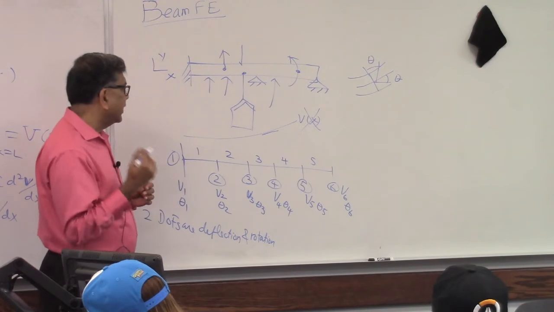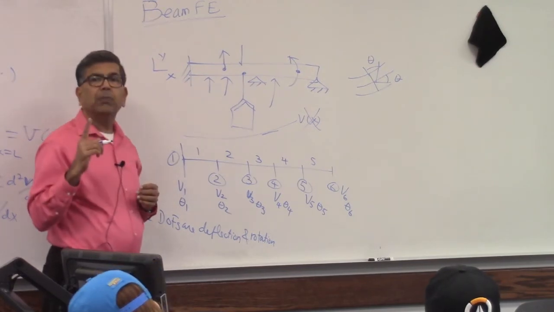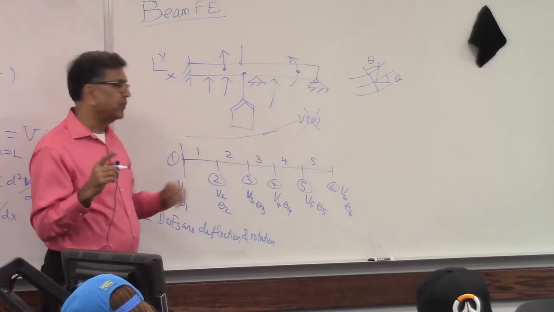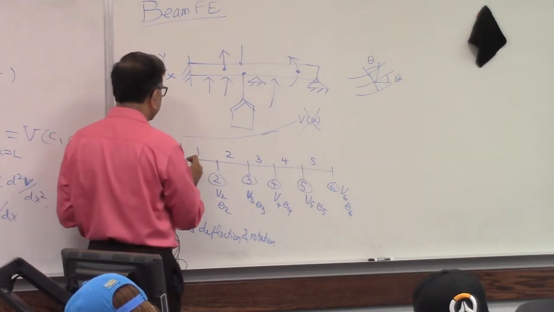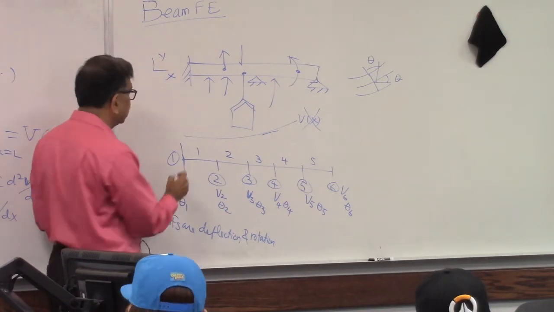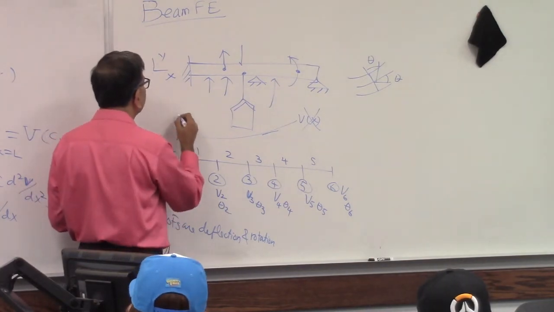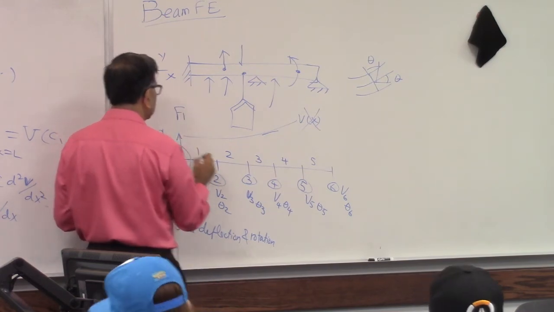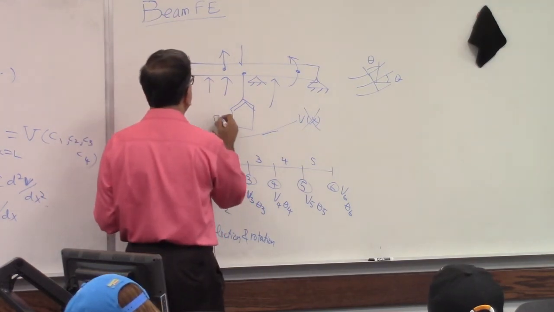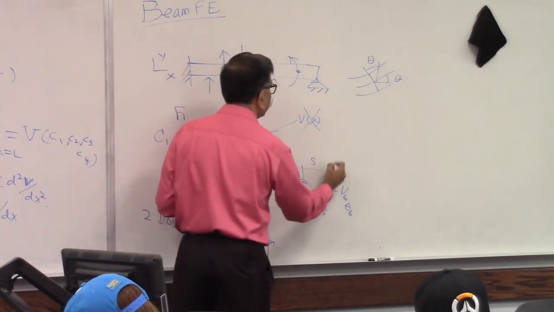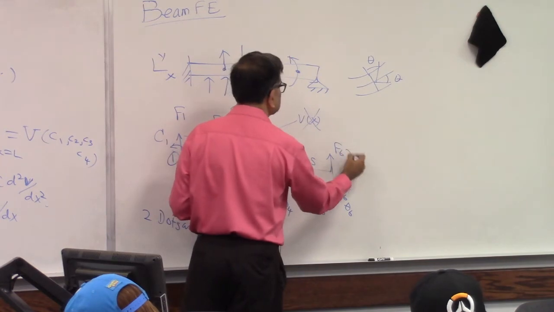Okay. Now in finite element method, you are allowed to apply forces only at the nodes. You can't apply forces elsewhere. So at each node you are allowed to apply a force corresponding to the degrees of freedom. So at this node I can apply a force F1 and a couple C1. At this node I can apply a force F2, a couple C2, etc. F6, C6.